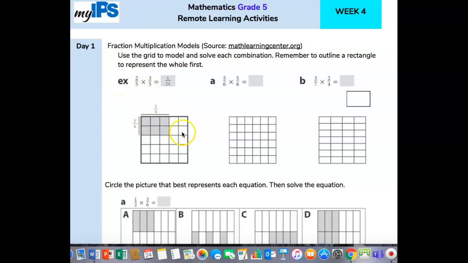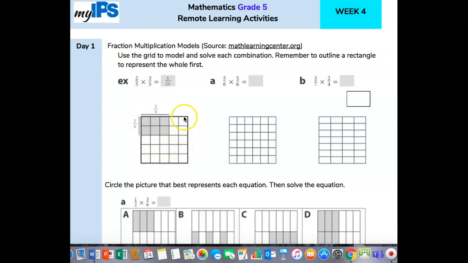All right, so we need to show a model and solve these problems. It says use the grid to model and solve each combination. Remember to outline a rectangle to represent the whole first. Okay. So we know that we multiply these across, we get 6/25, but we need to show that in a model, right? Okay, so that means there's going to be 25 squares here.